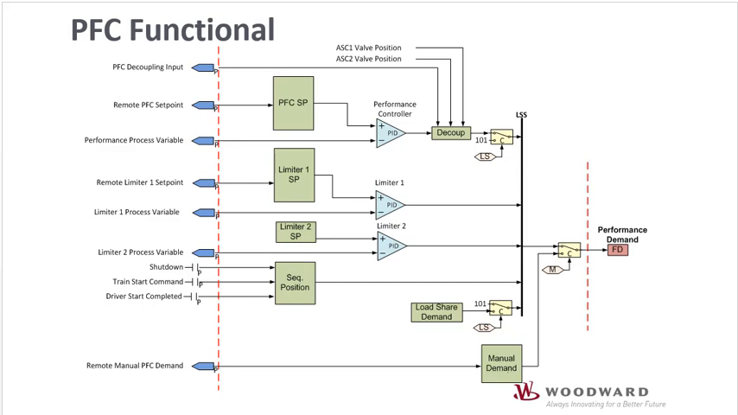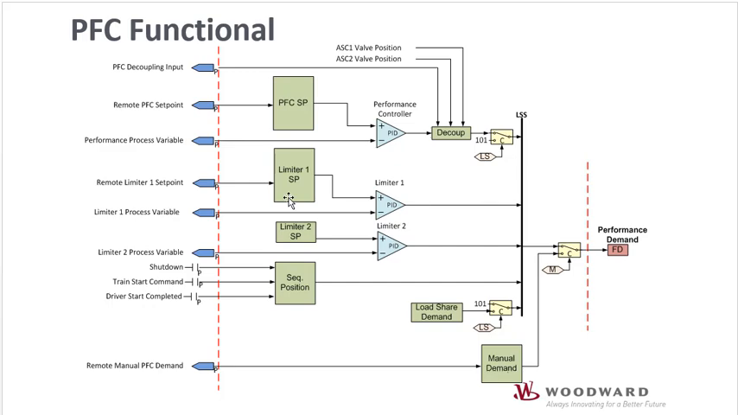The functional diagram is given here. This will show all of the different routines and PIDs that can affect the final performance demand. There are three PIDs within the performance controller. We have the performance controller itself, which is controlling the main process variable. We have an optional limiter 1 PID and an optional limiter 2 PID. So these are low signal selected with the main performance controller in order to limit the final demand.